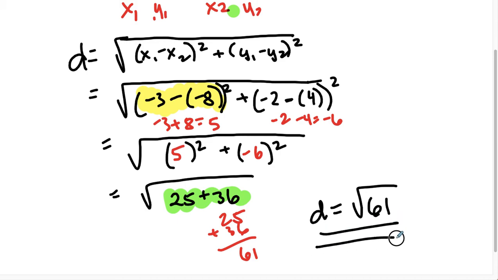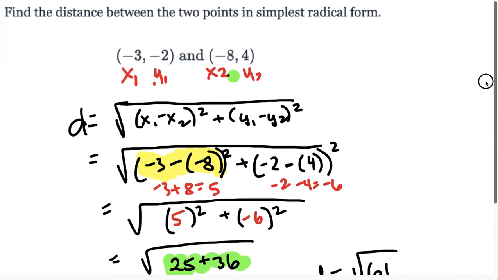Now, the square root of 61 is already in its simplest form because I can't divide 61 by any perfect square other than 1. Okay? All right, and that's the process.